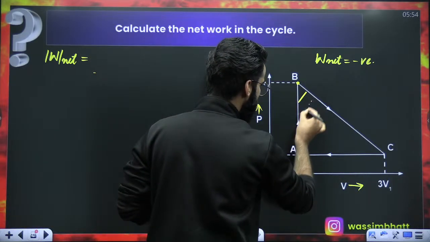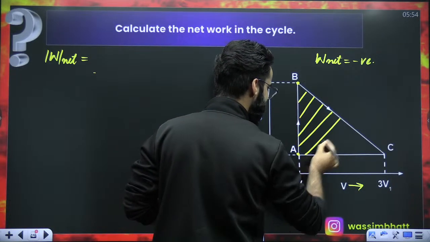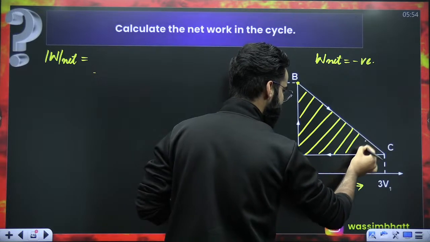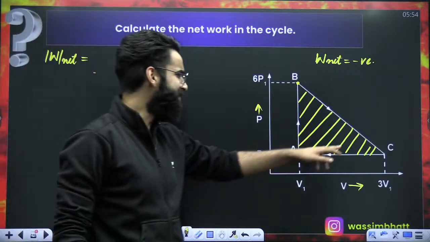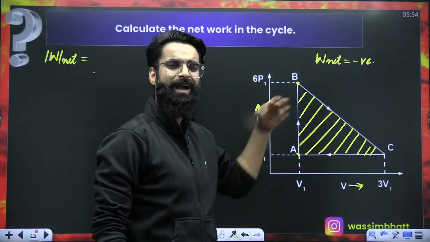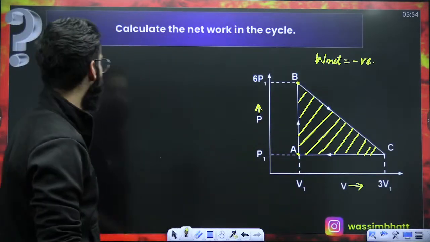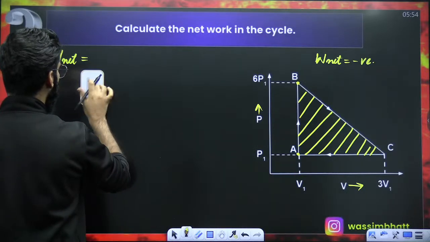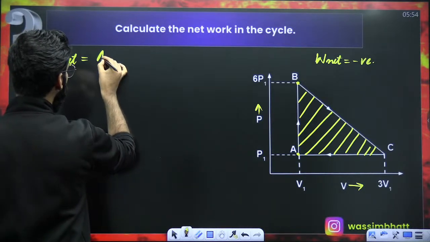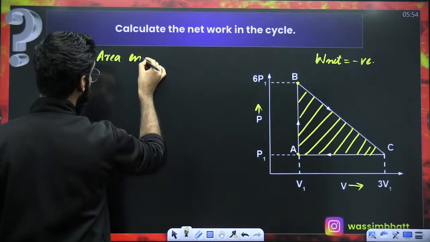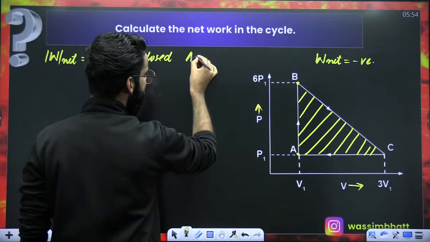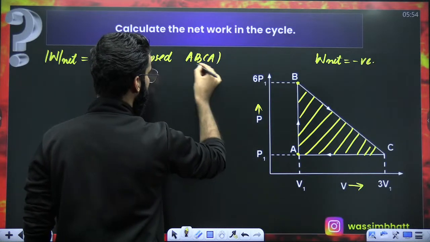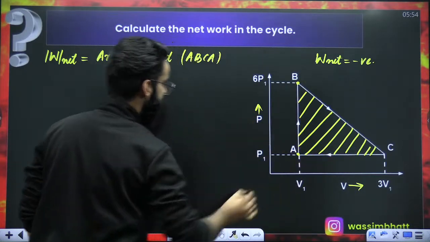How much area is enclosed by this particular loop? This is the area which is enclosed by the loop. Do you see it is basically a right angle triangle? Can't we calculate the area of a right angle triangle? Absolutely. So net work done is basically equal to the area enclosed by the loop, and the loop is ABCA.